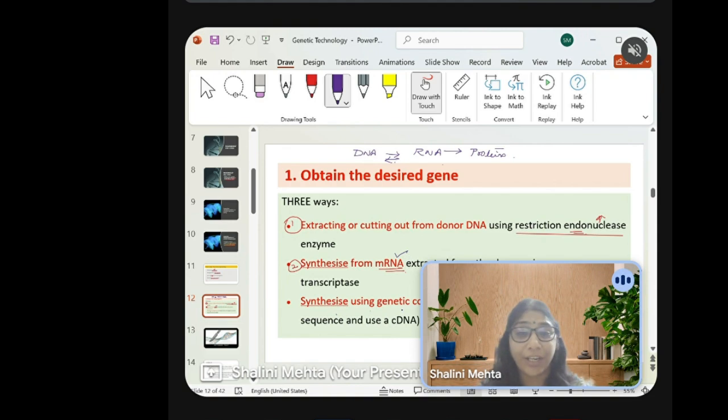Synthesize using the genetic code. The third way of getting the desired gene is that we can artificially synthesize it. Using the known amino acid sequences, we can synthesize the desired gene and use complementary DNA there, right? Fine. So these are some of the ways to get the desired gene.